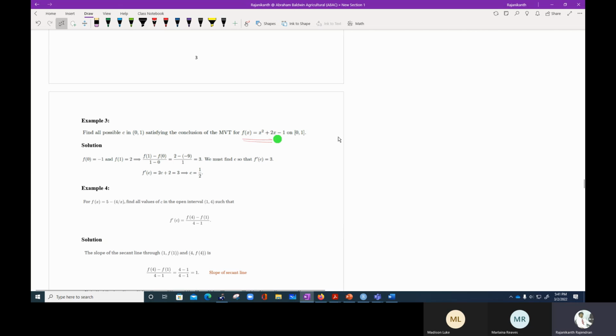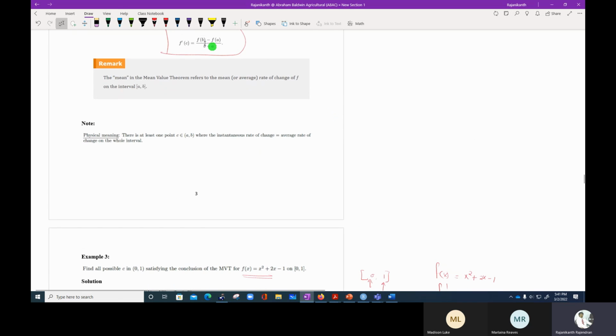Okay, so now the given interval was [0, 1]. So this is our a according to the mean value theorem. This is b. Okay, so now the function f(x) given is x squared plus 2x minus 1. I am finding the derivative of that function, which is 2x plus 2, right? Simply, the derivative of x squared is 2x. The derivative of 2x is 2. Now, I am applying the mean value theorem.